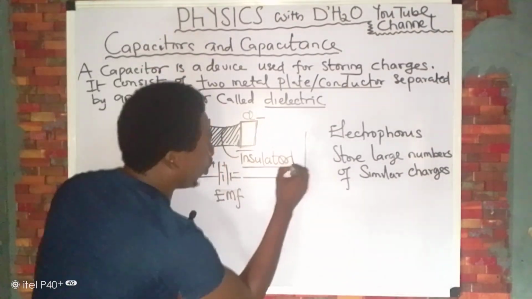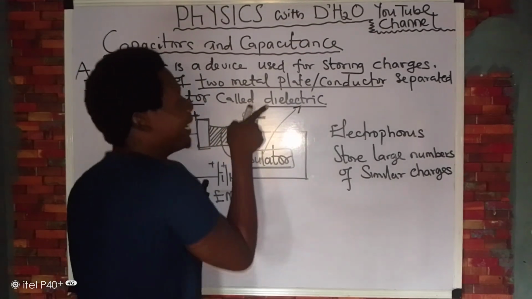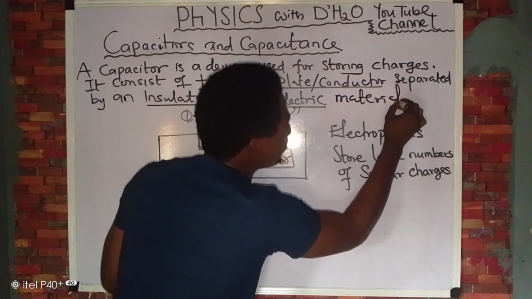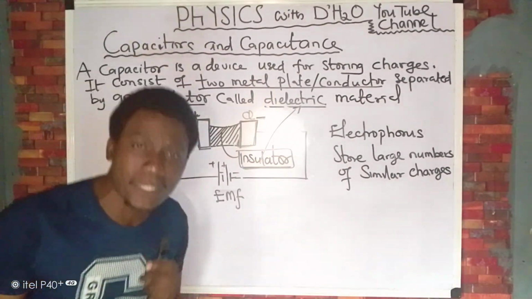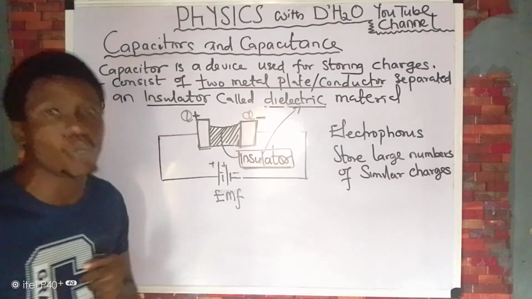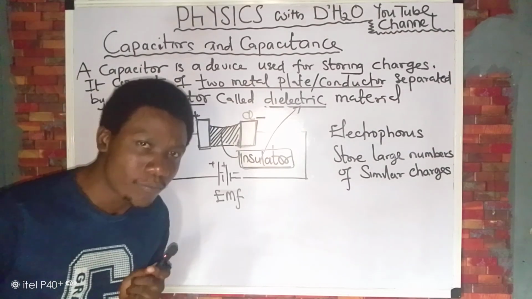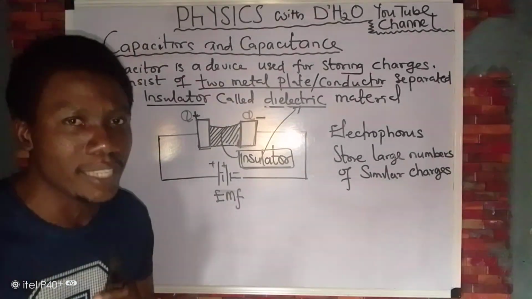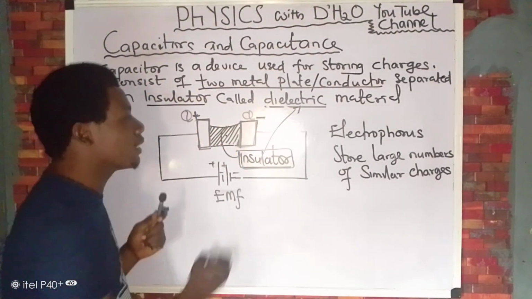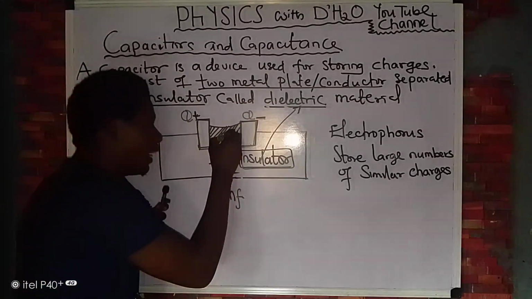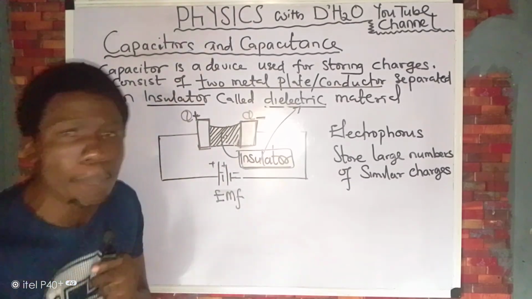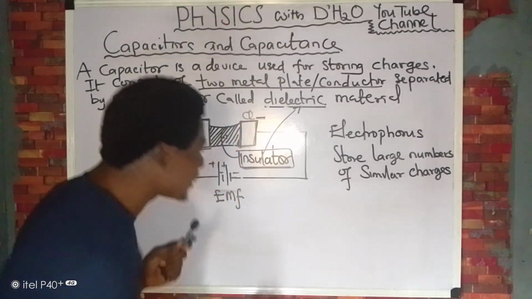The insulator is better known as what? A dielectric material. An example of your insulator is your plastic or your glass or wood or even air or vacuum is also an insulator. Don't forget that air or vacuum cannot conduct current. So you can put a plastic here, you can put glass here, you can put polythene here, you can put any other insulator here. Now the only material that cannot be used as an insulator is metals.